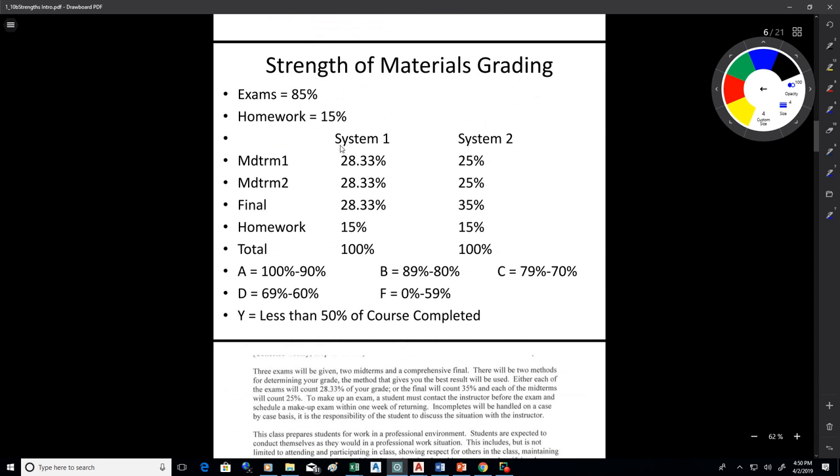I use two grading systems. In both cases, exams are 85% and homework is 15%. I use either system 1 or 2 here to get your final grade, and then I just grade on a straight percentage. So in system 1 here, all the midterms count the same. In system 2, the final counts a bit more.